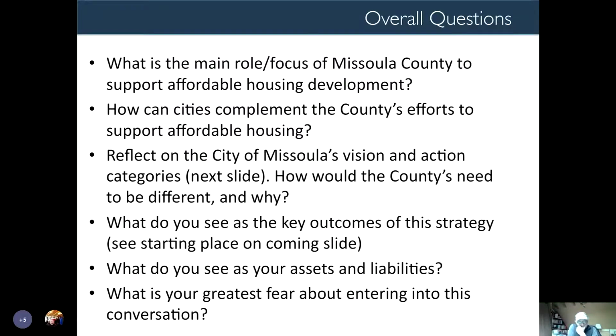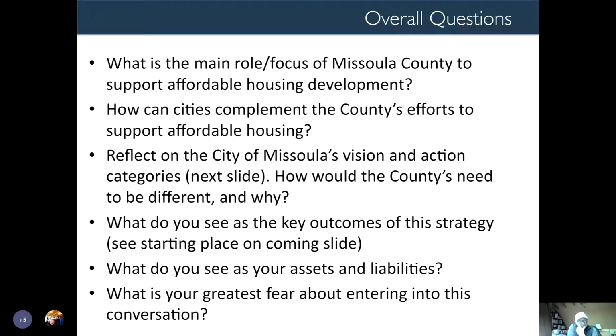This one is particularly important. What do you see as key outcomes of this strategy? We actually took a crack at it and have a starting place for that. And then some bigger, more general questions around what you see as your assets and liabilities. And then what is your greatest fear? What do you think might go wrong that we can help to steer you away from? Those are all really big questions. I assume the conversation is going to flow around a little bit, but let's at least try to start with this first one.